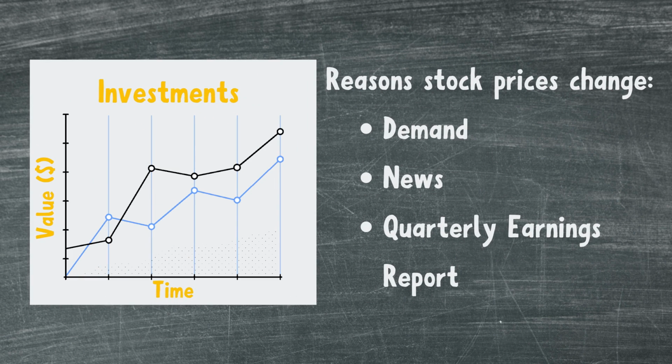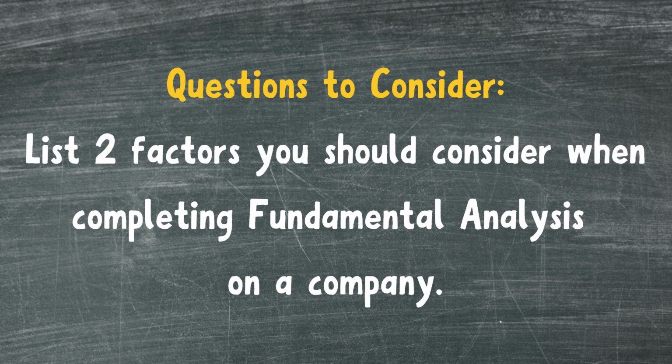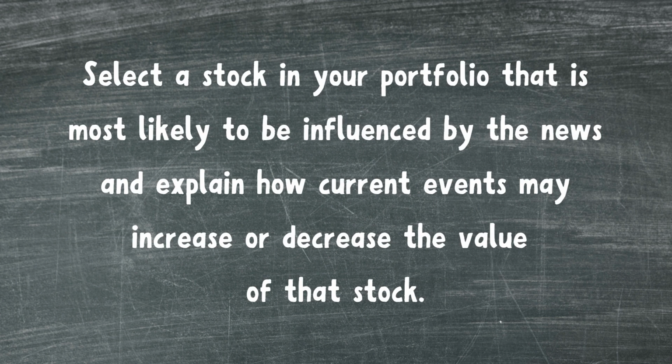Billy's Burgers is an example of how a company's quarterly earnings report may affect how the public values the company. Questions to consider. List 2 factors you should consider when completing fundamental analysis on a company. Select a stock in your portfolio that is most likely to be influenced by the news and explain how current events may increase or decrease the value of that stock.